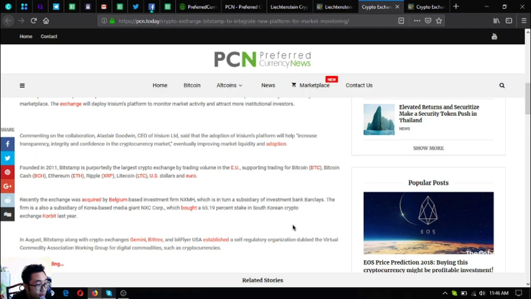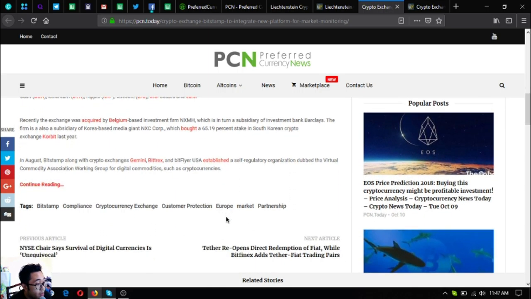Founded in 2011, Bitstamp is purportedly the largest crypto exchange by trading volume in the EU, supporting trading for Bitcoin, Bitcoin Cash, Ethereum, Ripple XRP, Litecoin, and US dollars and euro. Recently, the exchange was acquired by Belgium-based investment firm NXMH, which is in turn a subsidiary of investment bank Barclays. The firm is also a subsidiary of Korea-based media giant NXC Corp, which bought a 65.19% stake in South Korean crypto exchange Korbit last year.